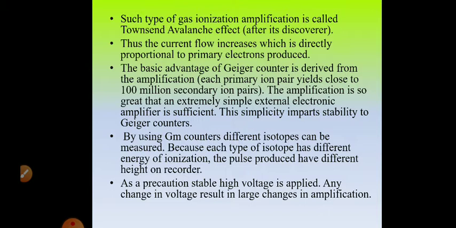Each primary ion pair yields close to 100 million secondary ion pairs, so much amplification is taking place. So we need only a simple amplifier, which is sufficient. This simplicity imparts stability to Geiger counters. By using Geiger counters, different isotopes can be measured, right?